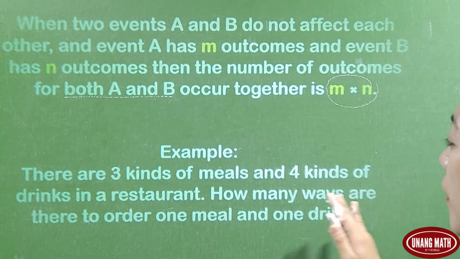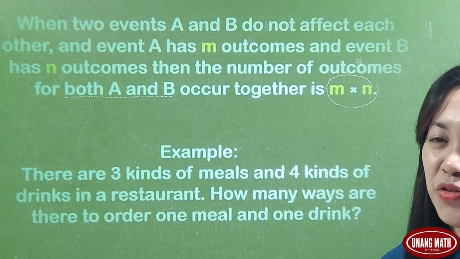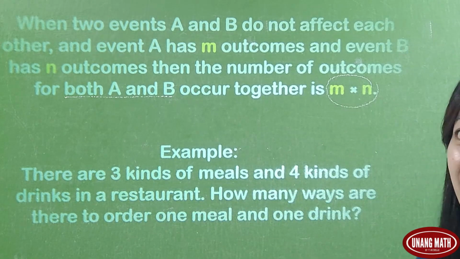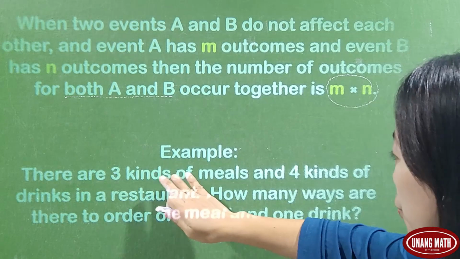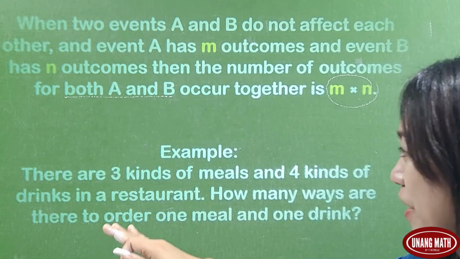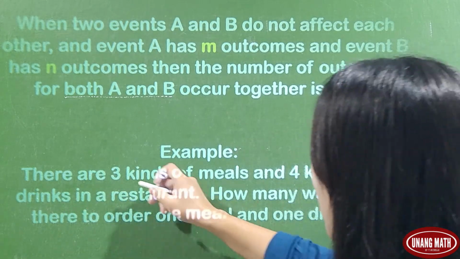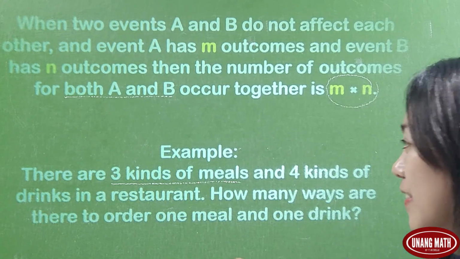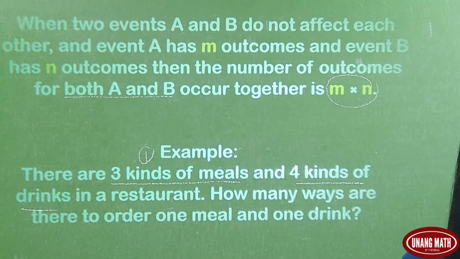According to this one, there are 3 kinds of meals and 4 kinds of drinks in a restaurant. How many ways are there to order one meal and one drink? If we check this first sentence, there are 3 kinds of meals, 4 kinds of drinks in that restaurant. So 3 kinds of meals, this is our first event. 4 kinds of drinks, this is our second event.